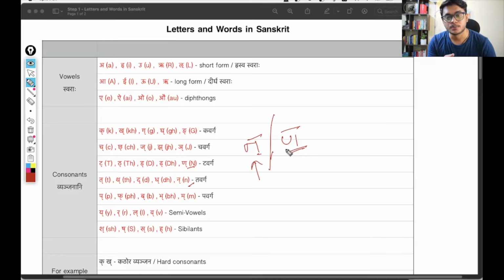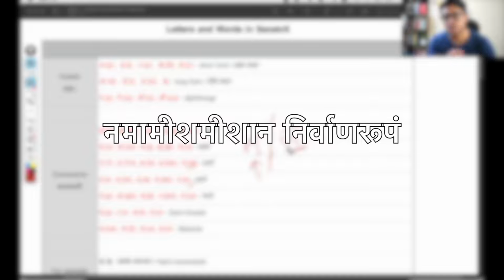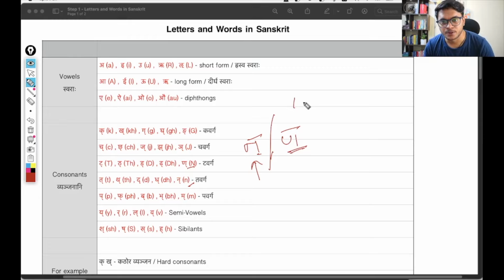You have the Rudrashtakam first verse: namami shamishan nirvana rupam. In that verse, there is the word nirvana. You don't say this word as na, you say it with ra, nirvana. That is the difference between na and ra.